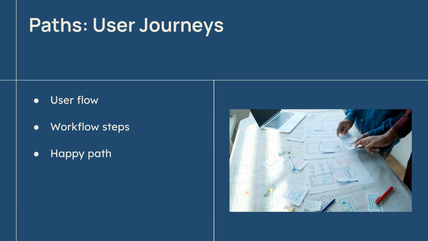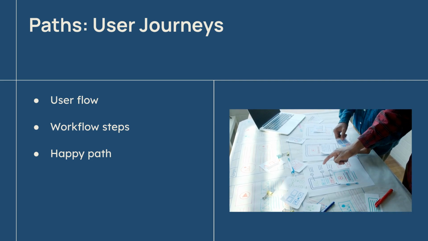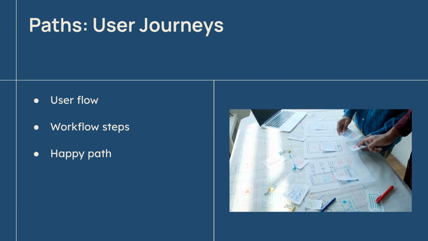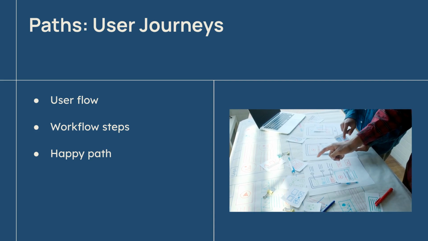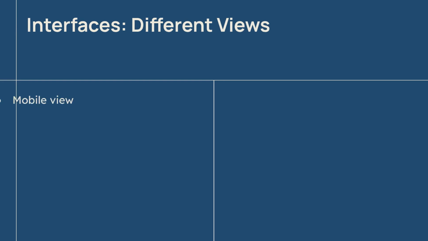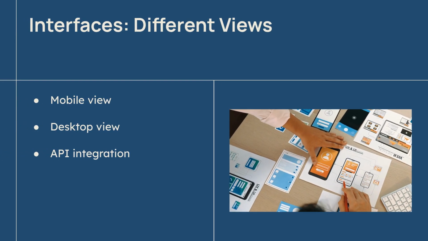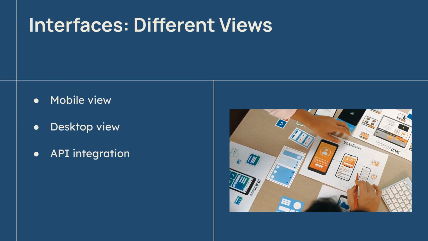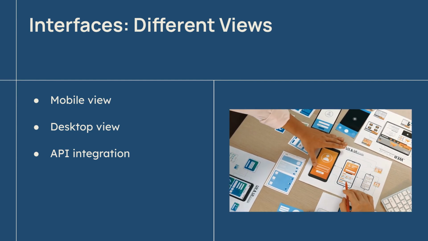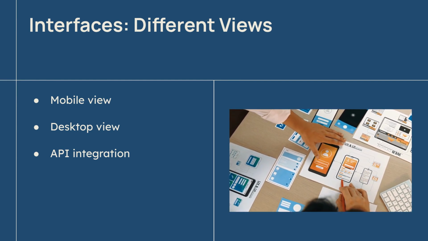For example, instead of implementing the entire checkout process, you slice it into separate stories for browsing, adding to cart, and payment. Interfaces mean slicing based on different delivery mechanisms or views. You might split a story by implementing the functionality for the web interface first, then the mobile interface later.